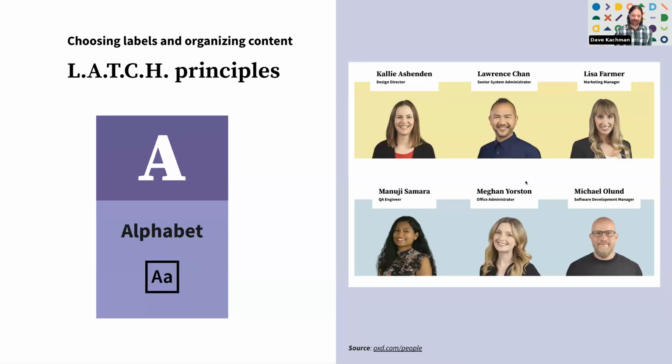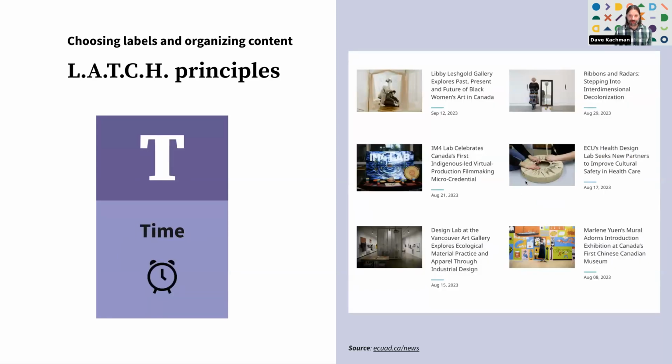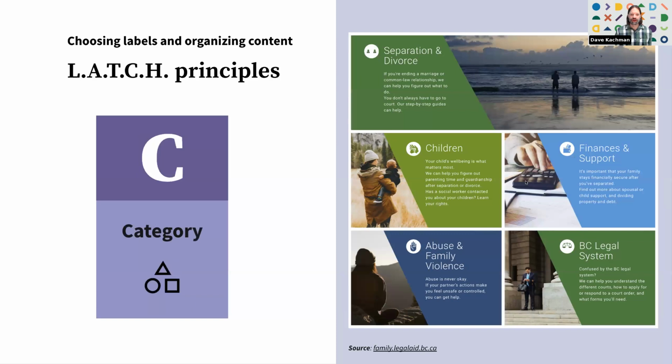Alphabet. Here we see our OXD.com people directory, which is all arranged by first name. The time-based approach, you'll see this in newspaper websites or blog websites. The time that an article or a blog post was posted is another way that you can organize content. And then these last two, category and hierarchy, are where we usually spend most of our time thinking really, really hard about what kind of categories and what kind of labels to use.